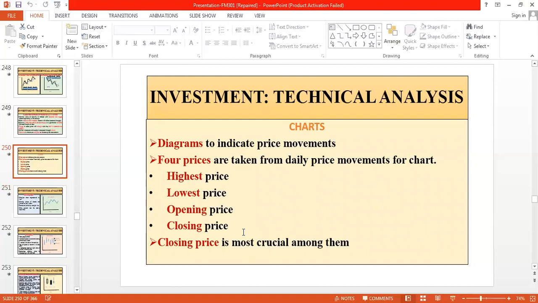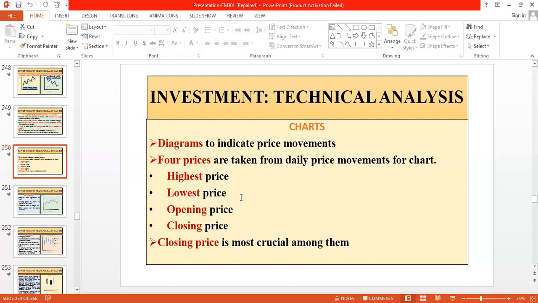What is a chart? It is a diagram to indicate price movement. Different types of charts are available, but in each of these charts, actually, four prices are indicated. Charts indicate the daily price movement. In daily price, four prices you will get: the highest price of the day, lowest price of the day, opening price of the day, and closing price of the day. For all equity shares, these four prices will be available at the end of the day.